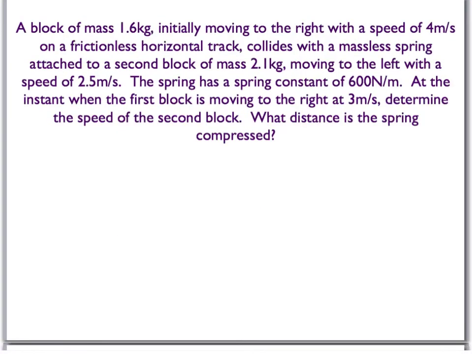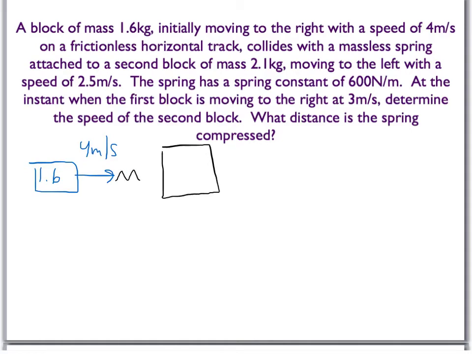In this example, we have a block of mass 1.6 kilograms. It's going to be moving to the right with a speed of 4 meters per second. So here's my block, 1.6 kilograms. It's moving at 4 meters per second. Now this block is going to collide with a larger block. The other block is stuck to a spring. So here's the spring that's kind of stuck between the two of these guys.